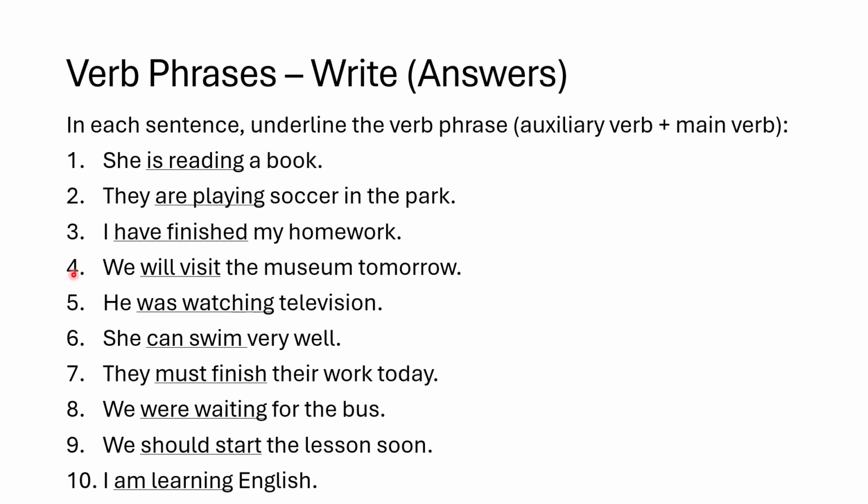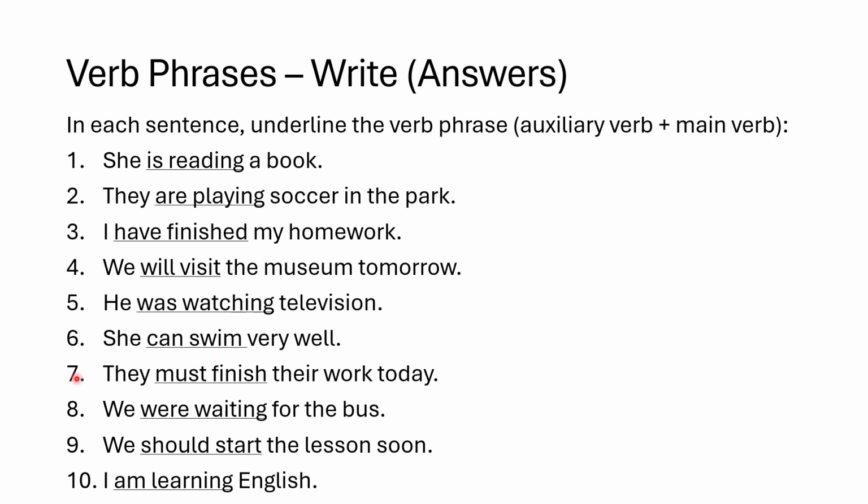4. We will visit the museum tomorrow. You should have underlined will visit as the verb phrase. 5. He was watching television. You should have underlined was watching as the verb phrase. 6. She can swim very well. You should have underlined can swim as the verb phrase.